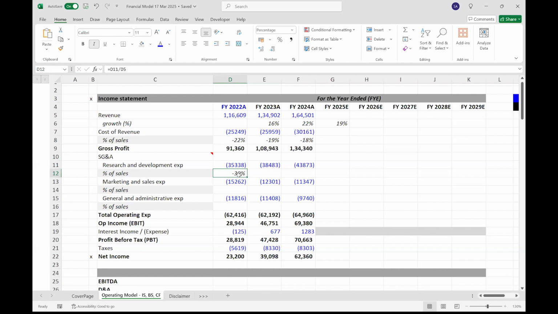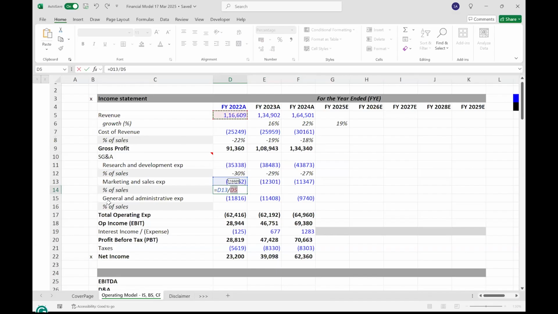So if you're selling a product worth 100 rupees, 30% is your research on that product. And if you see all the 3 years, 30, 29, 27. So that also is decreasing, which is a good sign, because you are able to control your costs to some extent.